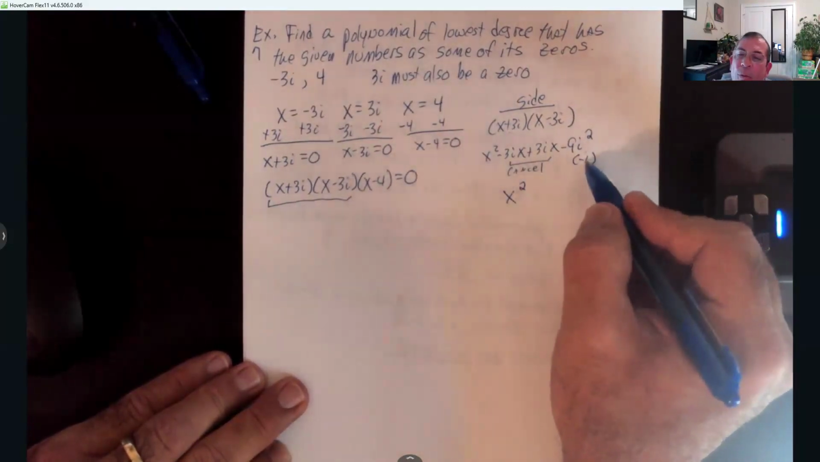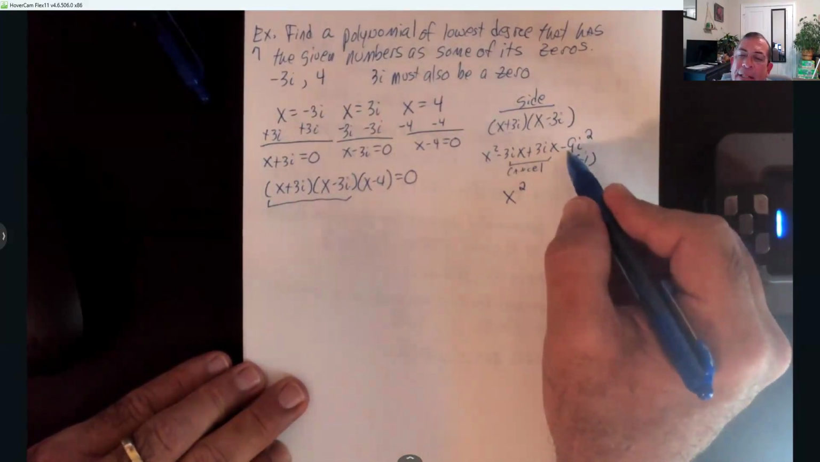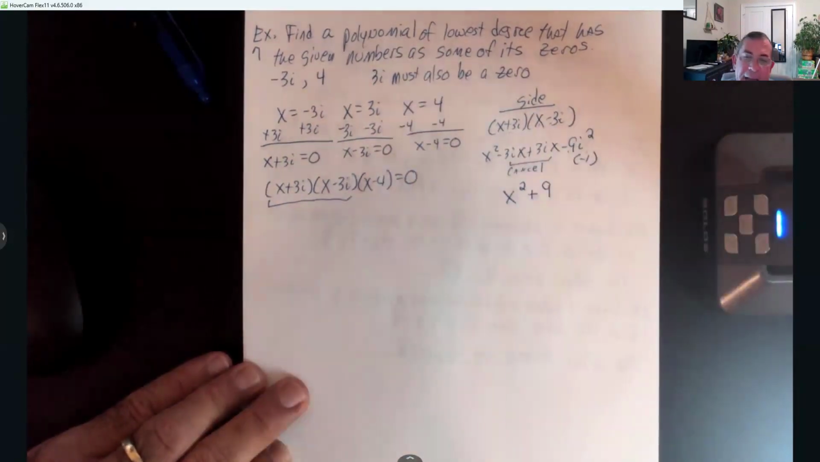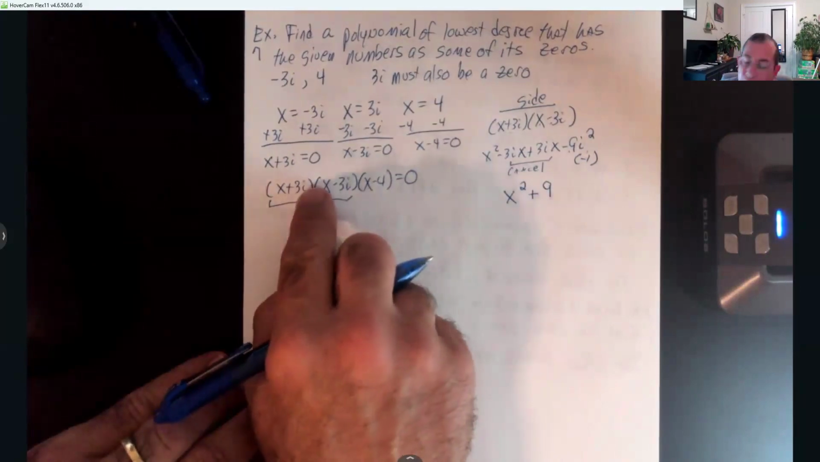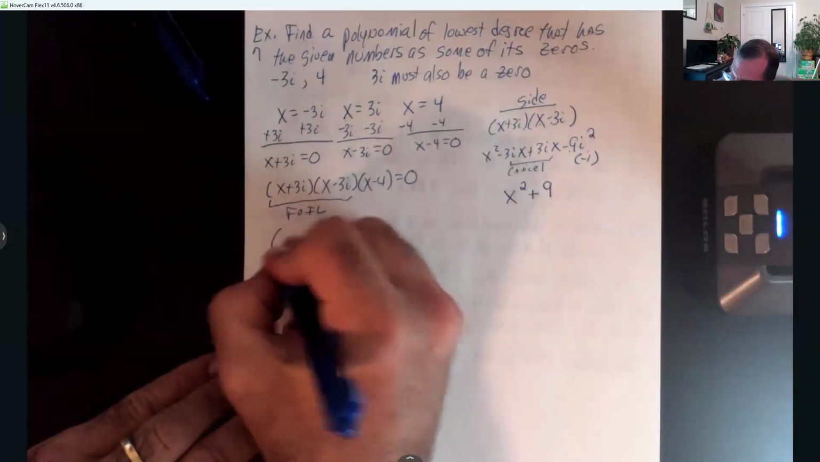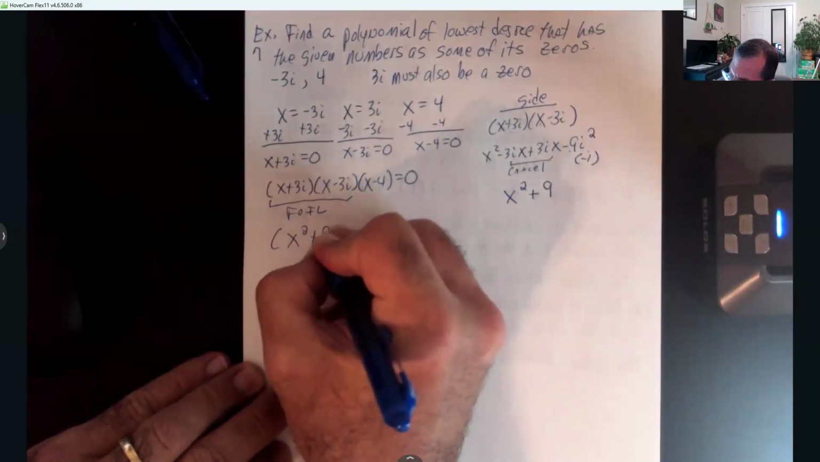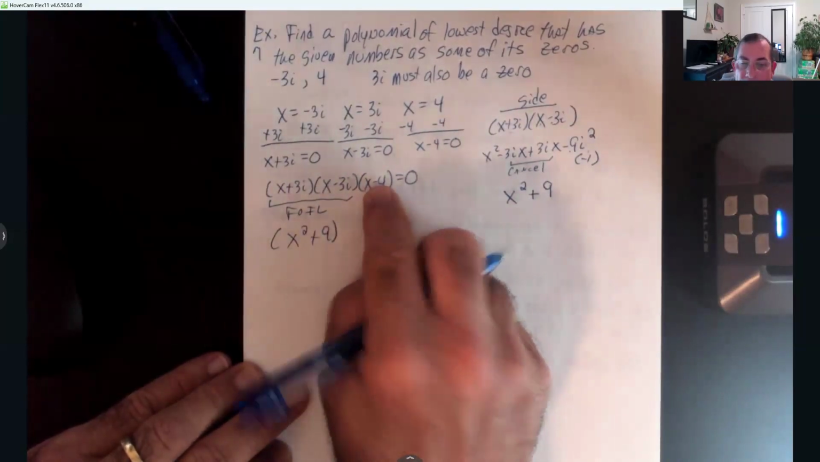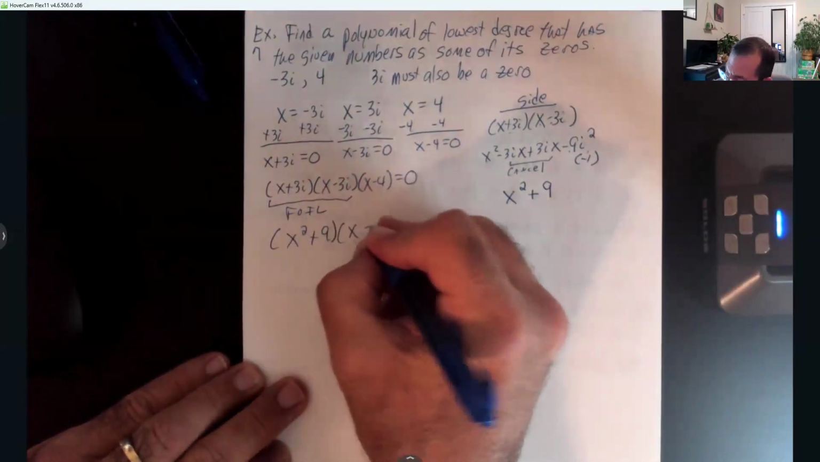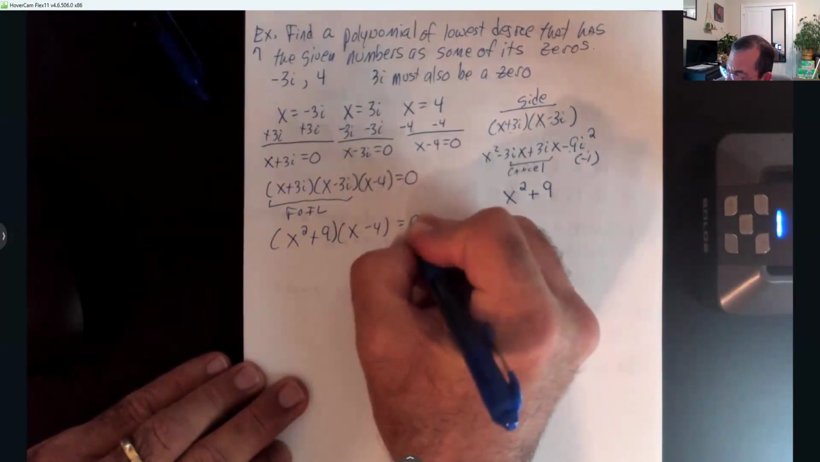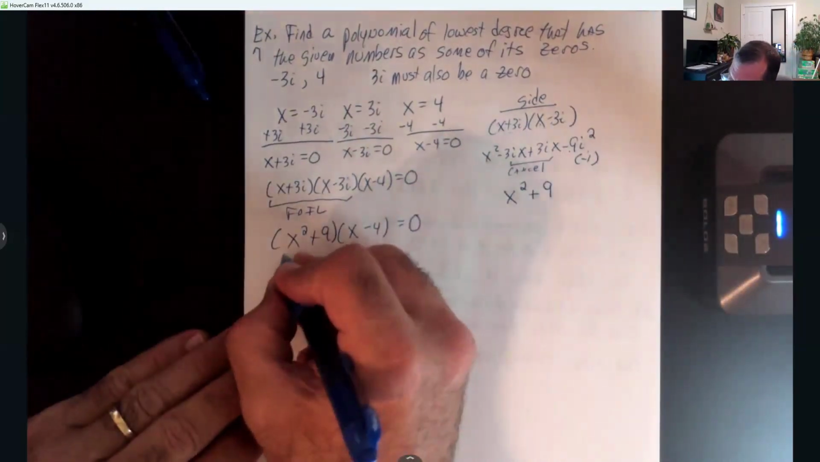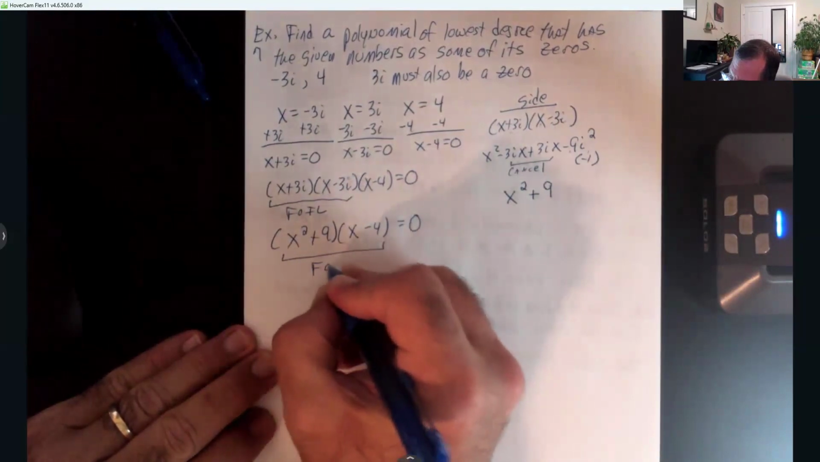And remember, all that -1's doing is making that -9i squared into a positive 9. So we know what the first two equals because we just FOILed those. So I get x squared plus 9 times my x minus 4, all equal to 0. So guess what? The last step, FOIL this now.